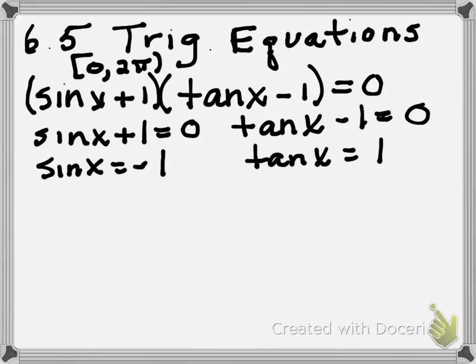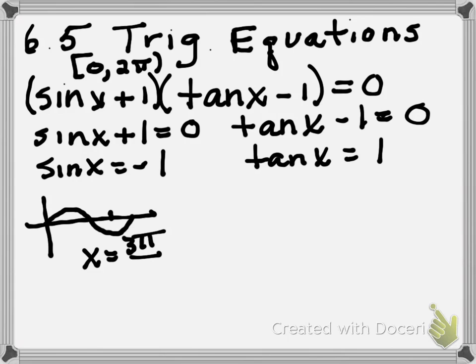Now, either you remember where the sine is equal to -1, or you think about the graph, and this is where the graph is really convenient for you. The sine is equal to -1 when x is equal to 3 pi over 2. I don't want you to think of 270, I want you to think of 3 pi over 2. The tangent, where is the tangent equal to 1?